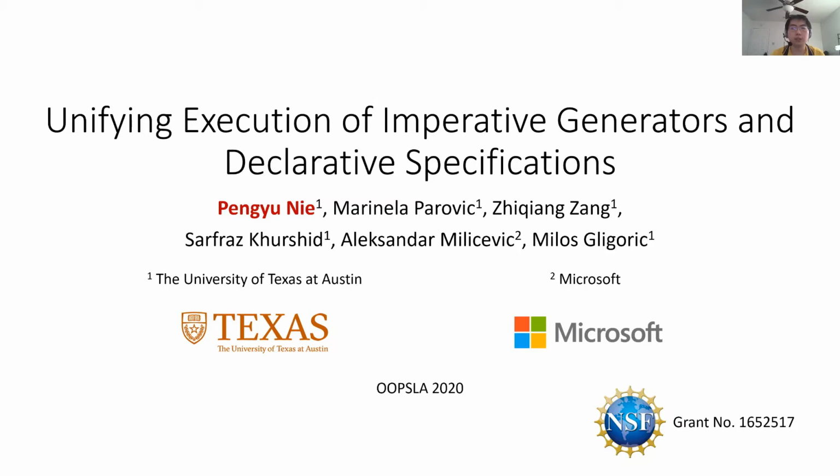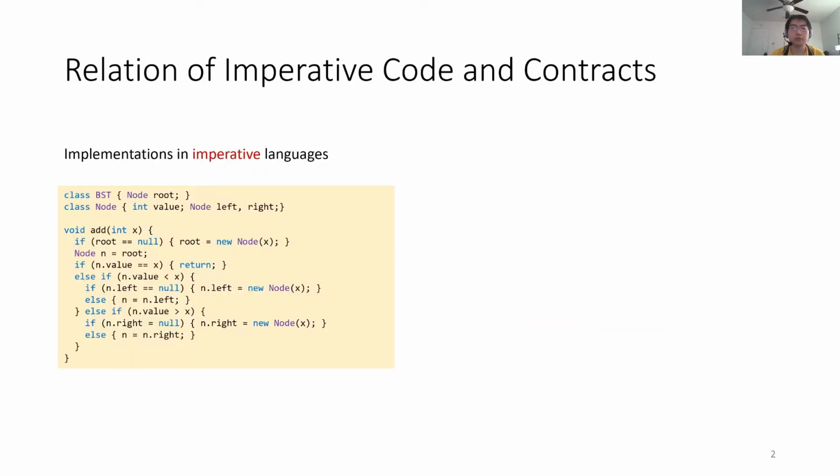Before I get into the technical details, let me first tell you what our motivations are. Imperative languages like Java are the predominant way for implementing programs. Here I'm showing a Java code snippet for adding a value into a binary search tree. You don't need to look into the details of this code. Any implementation could contain bugs, or in other words, it may not match the expected behavior.